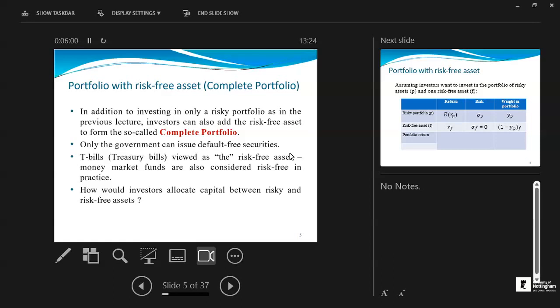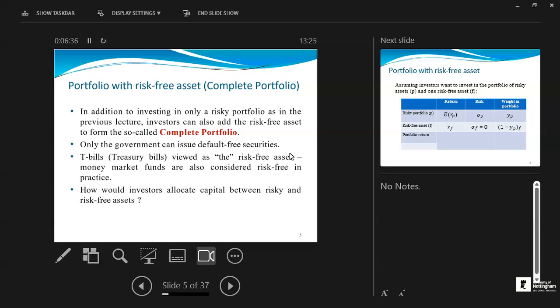But here, we are going to include a risk-free asset, and once we include a risk-free asset, we call it the complete portfolio. So in addition to investing in only risky portfolios, as in the previous lecture and the earlier part of this session, investors can also add a risk-free asset to form what we call the complete portfolio. But do we have risk-free assets?